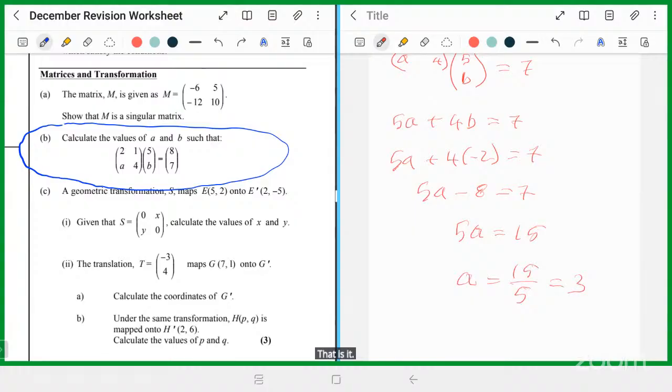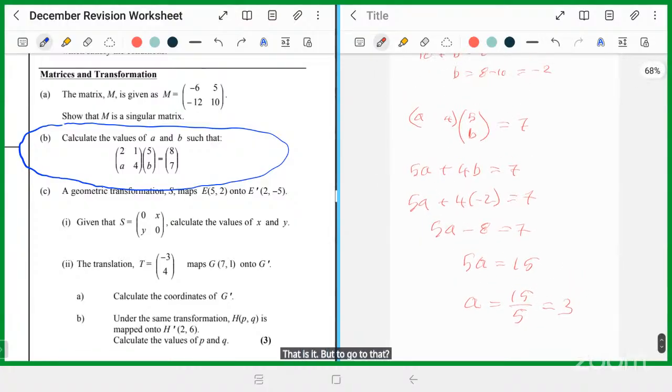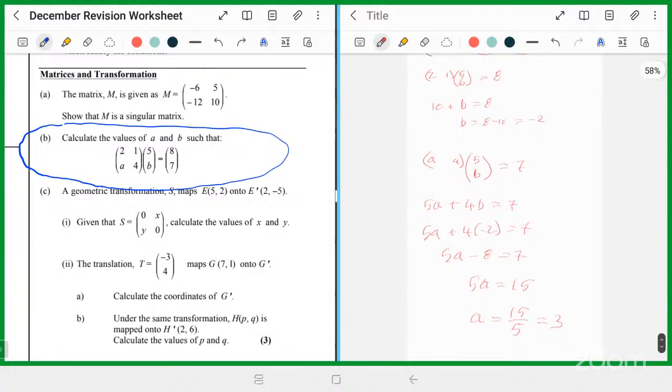What are you good at that? Yes, sir. Quality of matrices.